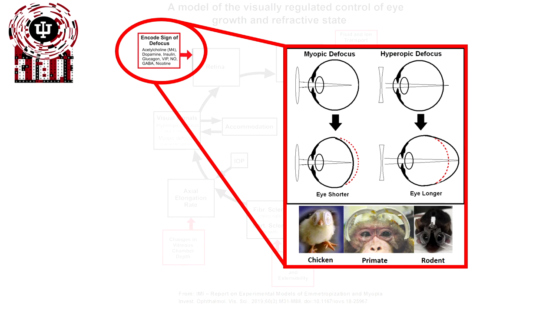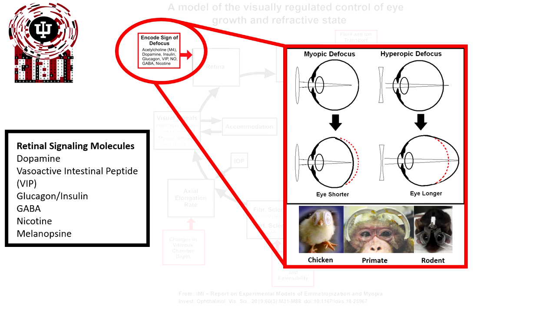Myopic defocus, or if the image is placed in front of the retina, sends a signal for the eye to shorten or to cease growth. Conversely, hyperopic defocus, or placing the image behind the retina, is a signal for further elongation of the eye. And it does that through a number of biological chemicals within the system.